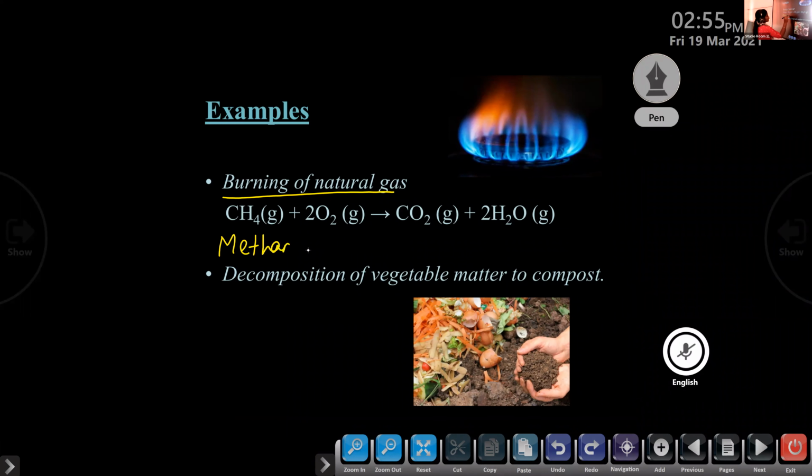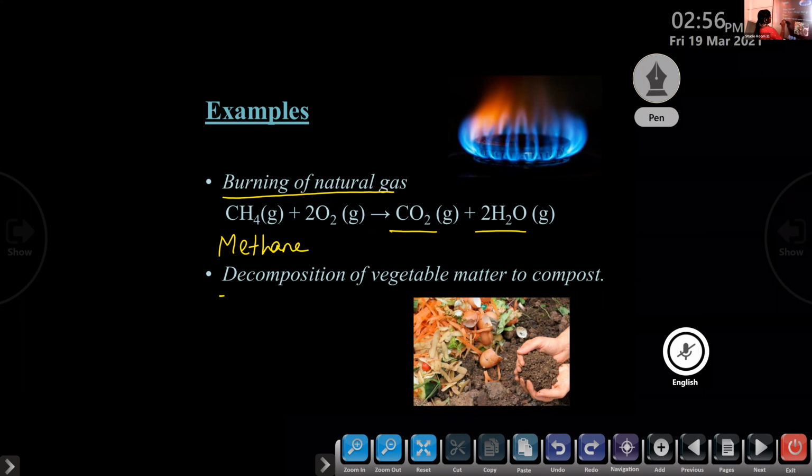This one is methane, CH4. It reacts with oxygen to form carbon dioxide and water. This is the burning of natural gas. So here heat energy is also released along with the formation of products. Clear? So this is an example for which type of reaction? Exothermic. Yeah, very good. Exothermic reactions are the reactions in which heat energy is released along with the formation of products. The methane reacts with oxygen to form carbon dioxide and water.